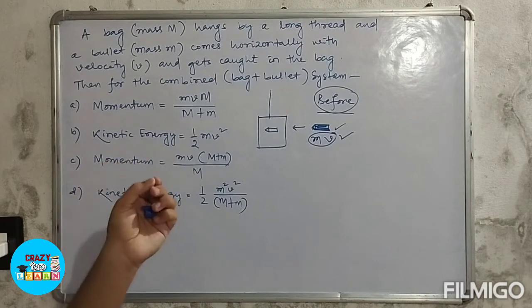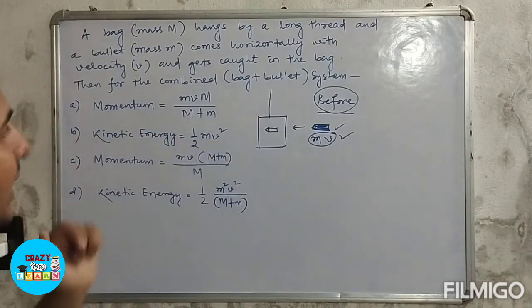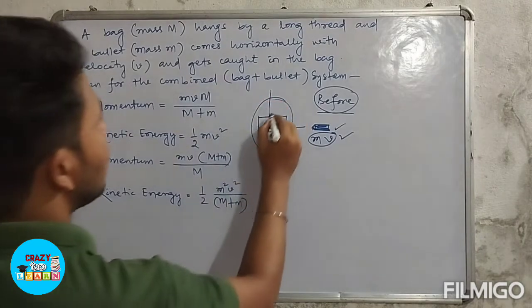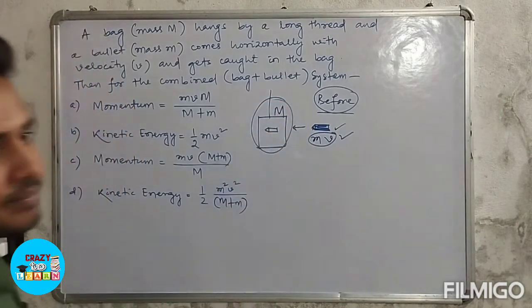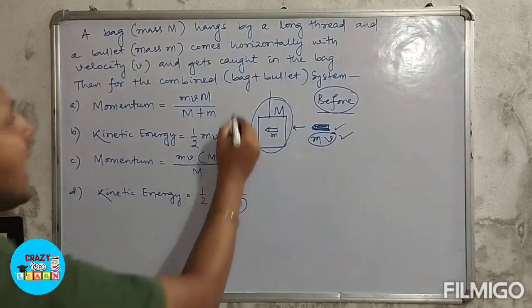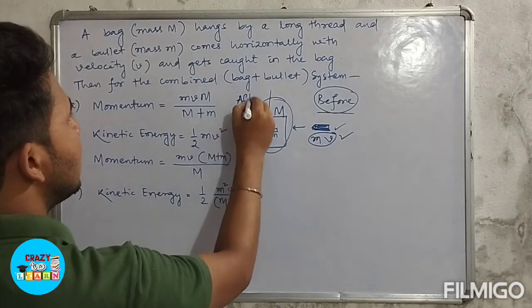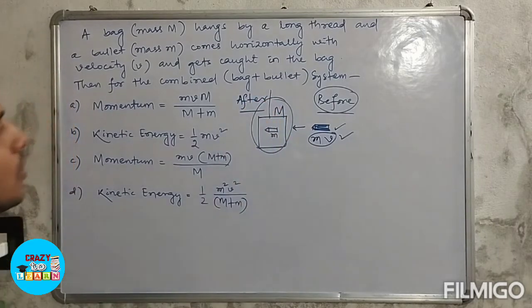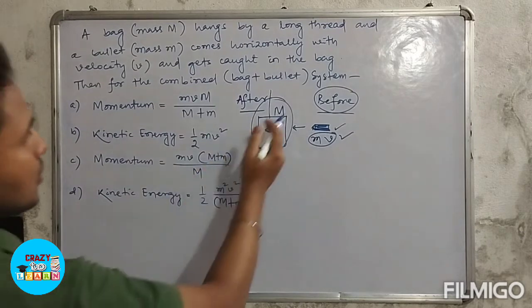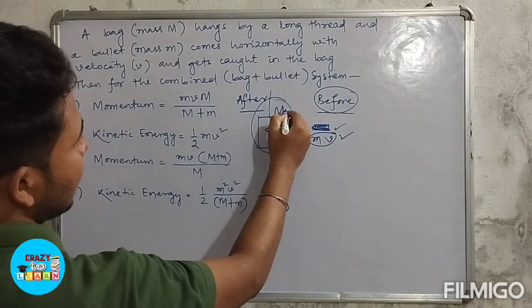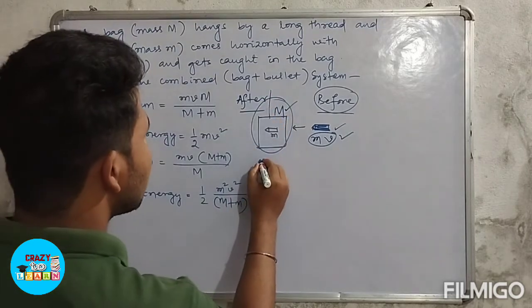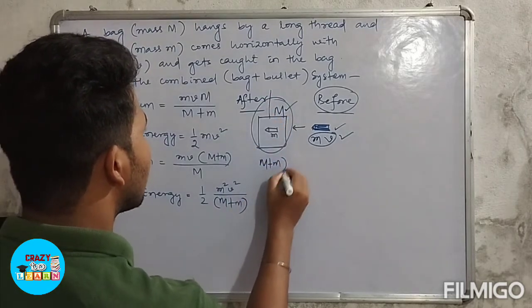Now the bullet is caught inside the bag. Now the system is like this. The mass of the bag is capital M and the mass of the bullet is small m. It is the after situation, and that was the before situation. So now the bag is capital M and the bullet inside the bag is small m. So the total mass of the system is capital M plus small m.